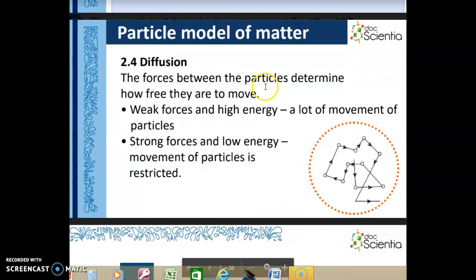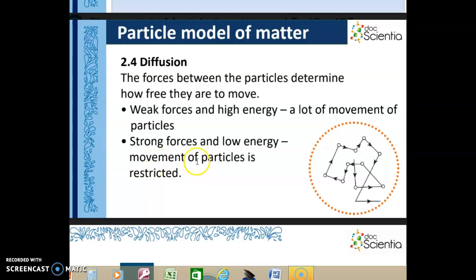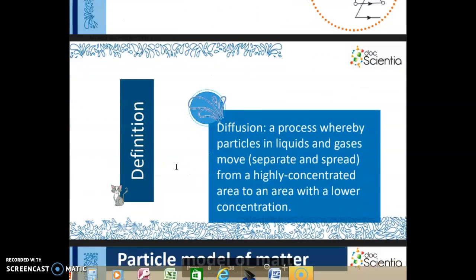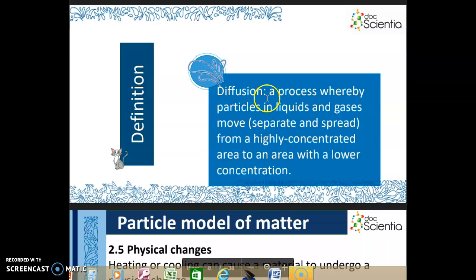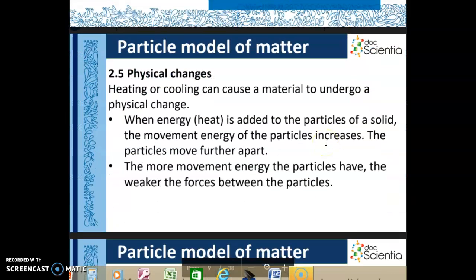Diffusion. The forces between the particles determine how free they are to move. Weak forces and high energy make the particles move a lot, and strong forces and low energy don't make the particles move so much. It's quite restricted. A definition: diffusion is a process whereby particles in liquids and gases move, separate and spread from an area of high concentration to an area with a lower concentration.